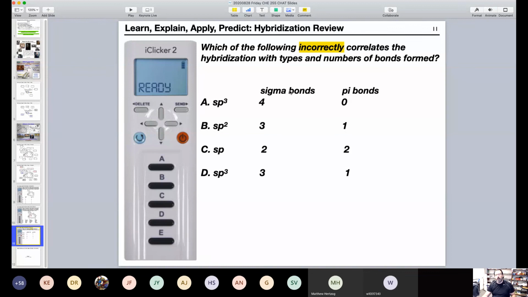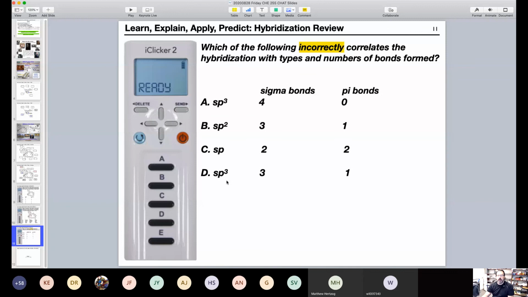So this next one doesn't relate to rapamycin, it's just a general review. It's asking you which of the following choices is incorrect in relation to classifying hybridization versus the number of sigma bonds and pi bonds for that type of hybridization. Which one is incorrect? So the correct answer is D. D as in dog.